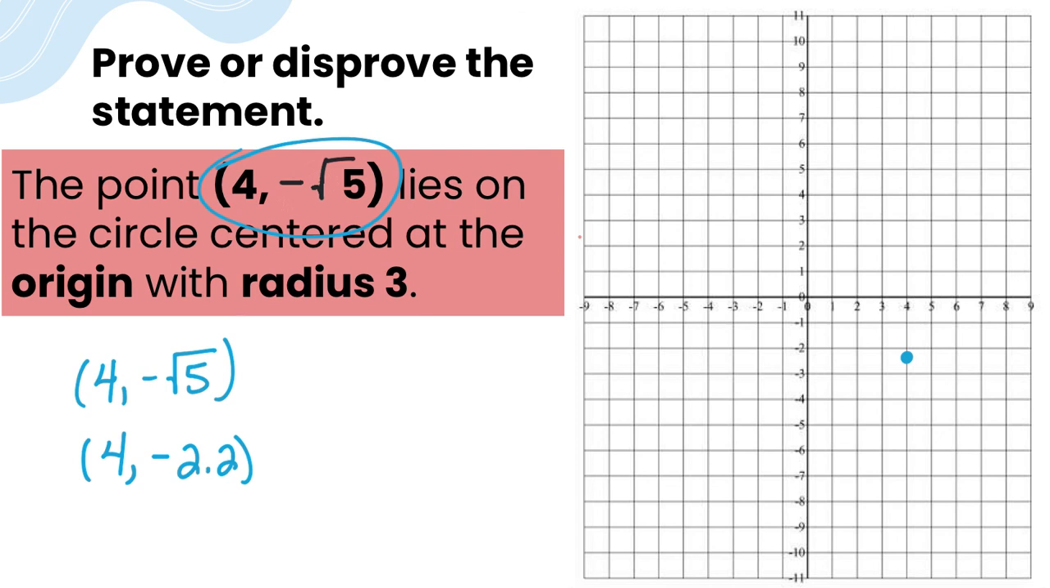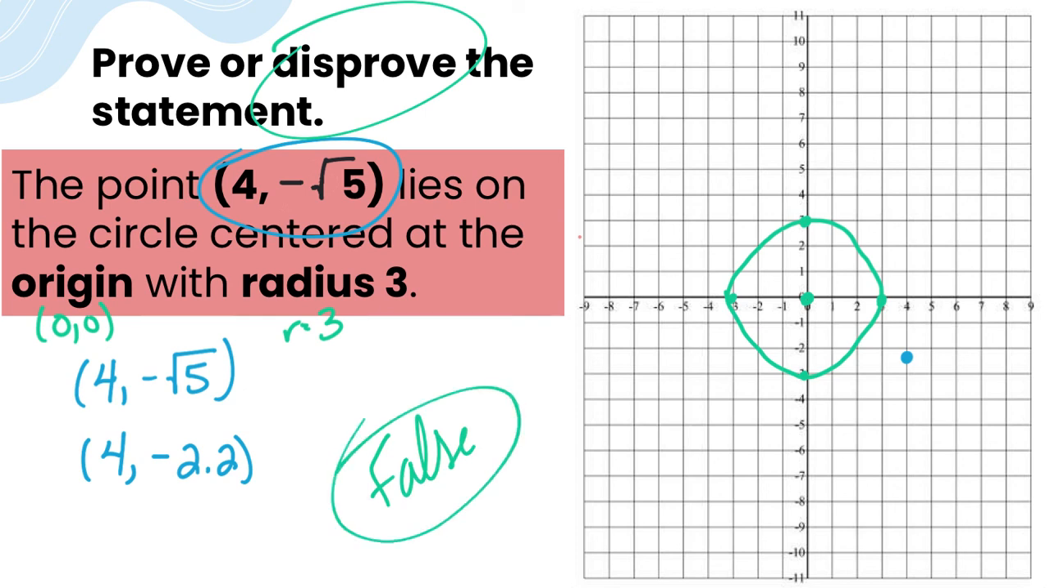Then I'm going to go ahead and graph my center at the origin, my 0, 0, and my radius of 3. So I can go out 1, 2, 3 on all sides. And there's no way that that point is going to be on the circle. And so therefore I know that this has been disproved and this is a false statement.